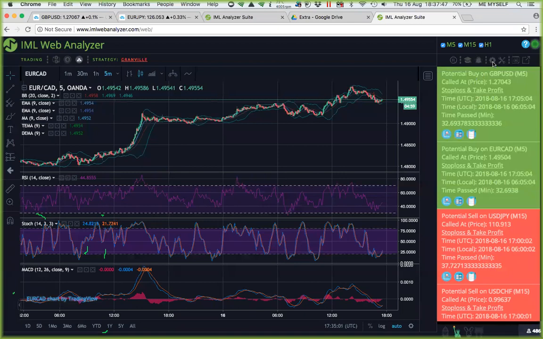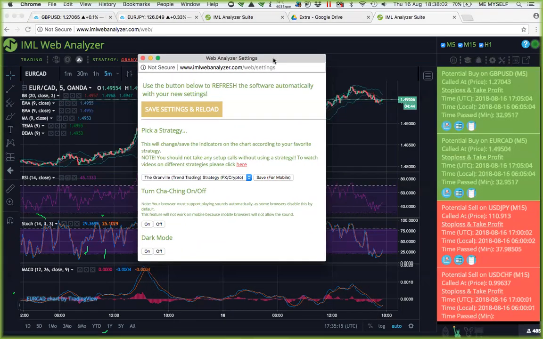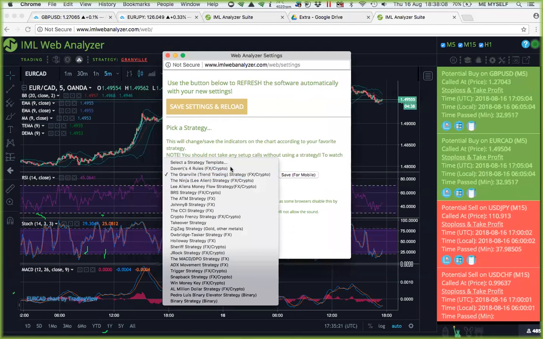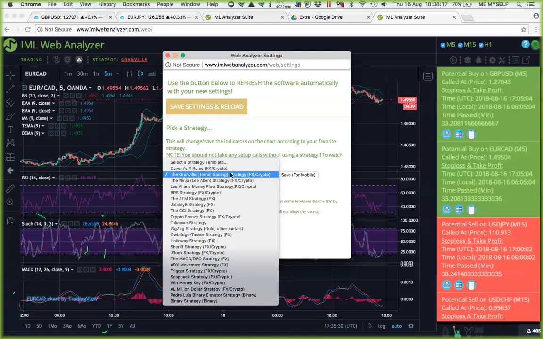So the first thing you've got to do is come to this little wheel right here, just over the trade call. It looks like a little wheel next to the spanner and screwdriver, and you click on that, and that is your settings button. In the settings, you can choose from many strategies. They've got different indicators and use things in a certain way, so that you can apply them to the trade calls and take decent trades. The one that we're going to be using is the Granville trend trading strategy.